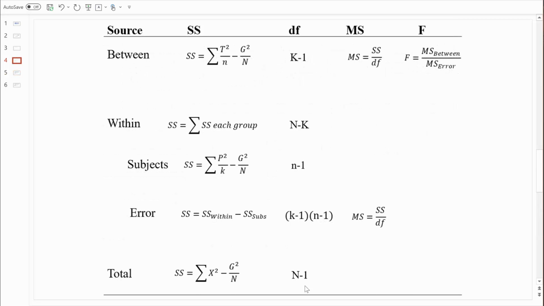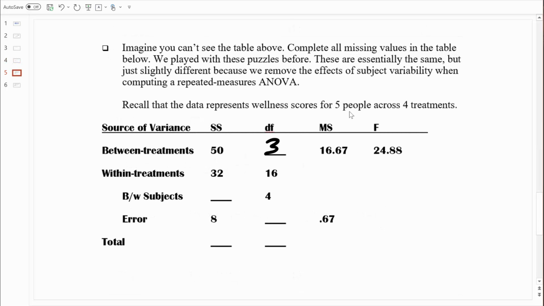One value that was missing from the table was degrees of freedom total. Degrees of freedom total can be computed by taking the large N and subtracting 1. Remember, that large N, that capital N, represents the total number of measurements we have across all the participants and all the treatment groups. In this study, we had 5 people and we measured each one of them 4 different times. In other words, we had 20 measurements. 20 measurements minus 1 equals 19 total degrees of freedom.